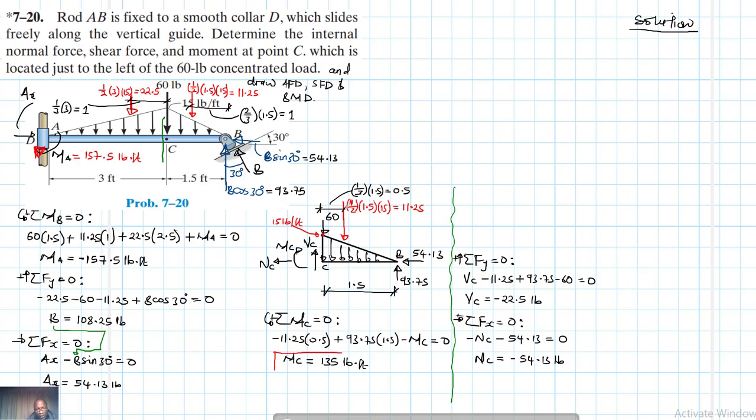Okay, we have found MC, which is positive. At the section C, we have found the shear force, which is negative. And then we have found the normal force, which is also negative. So we have the moment positive, the shear force negative, and the normal force negative. So what we need to do now is to start drawing the axial force diagram, the shear force diagram, and the bending moment diagram.